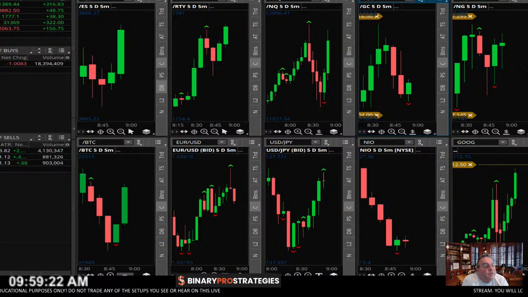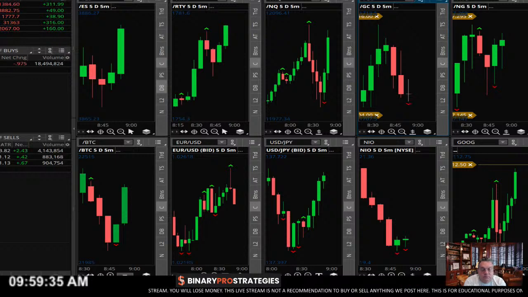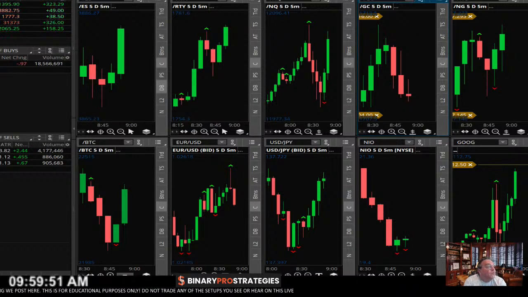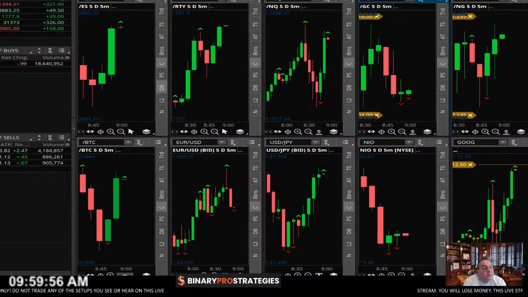Watching Bitcoin. Bitcoin may get ready to get triggered here as we come up to the top of the hour. So Google reversed, went long at 112 even. First target's 112.5.